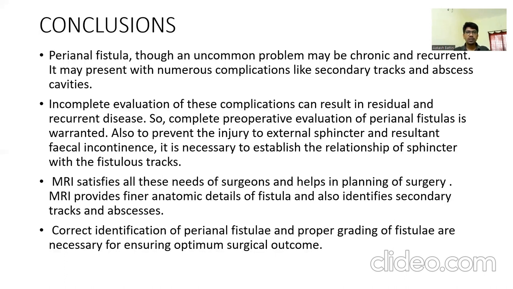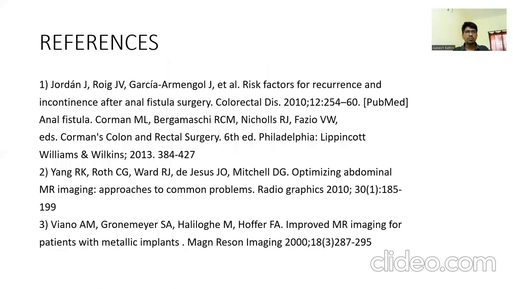Also, to prevent injury to the external anal sphincter and resultant fecal incontinence, it is necessary to establish the relationship of the sphincter with the fistulous tracts. The MRI satisfies all these needs of surgeons and helps in planning of surgery. MRI provides finer anatomic details of fistula and also identifies secondary tracts and abscesses. Correct identification of perianal fistulae and proper grading of fistula are necessary for ensuring optimum surgical outcome.